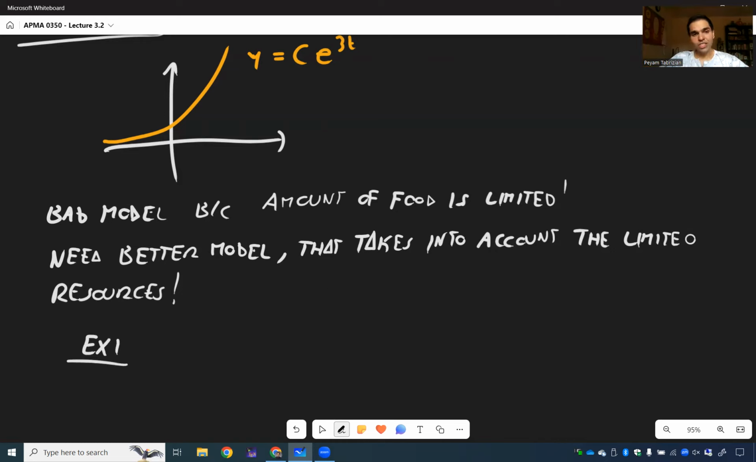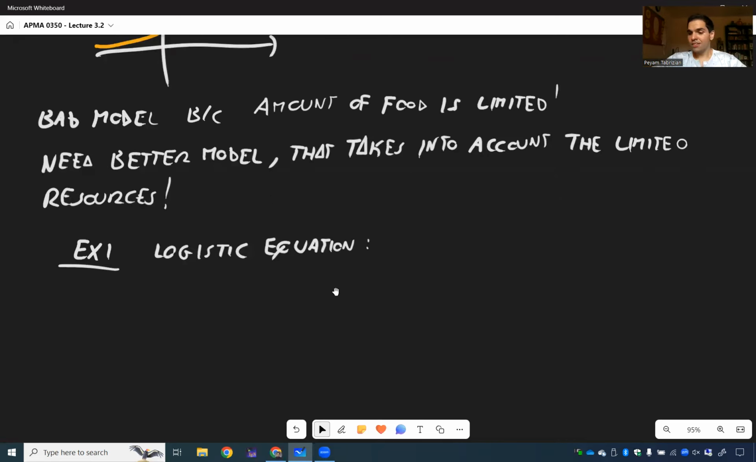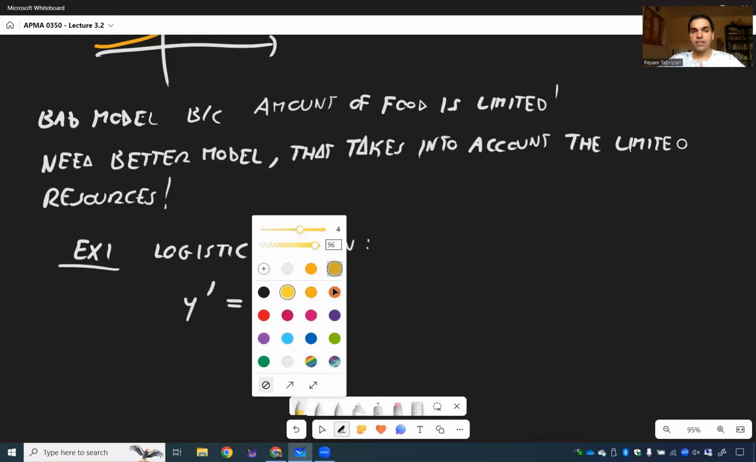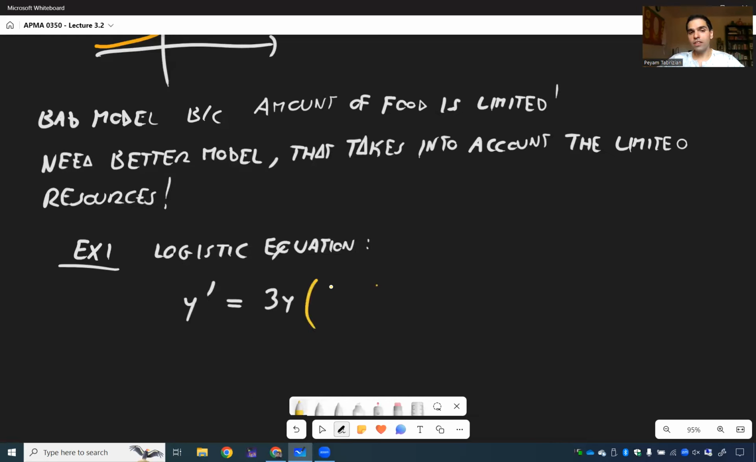Okay, so what is the logistic equation? At first sight, it looks very similar to before. So we still start with y prime equals 3y. But now we add, technically we multiply, this extra factor, 1 minus y over 20.